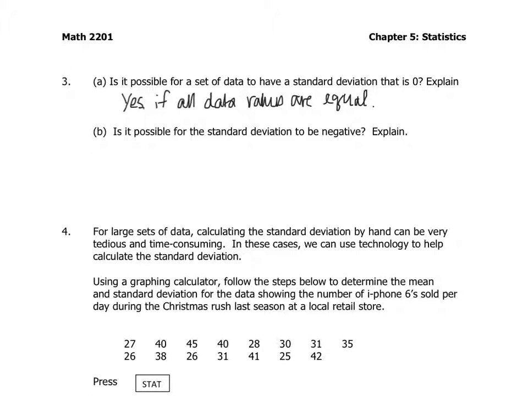Question B, is it possible for the standard deviation to be negative? And the answer to that would be no, since if standard deviation is the average distance that a piece of data is from the mean, then distance is considered positive, right?